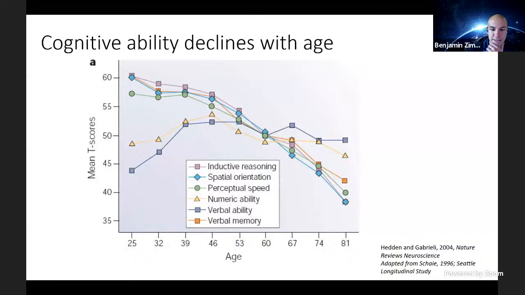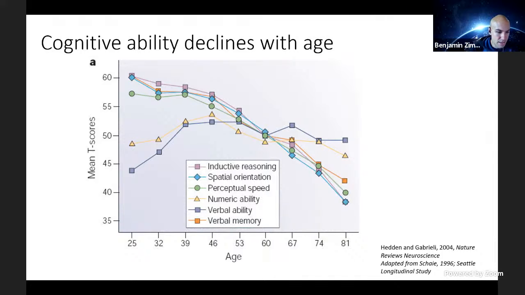So the bad news here is that cognitive ability declines with age. And you've probably heard of the dementias, like Alzheimer's disease, that impair mental abilities. But even in normal aging, in the absence of pathology, we see declines in cognitive ability across a number of cognitive domains. So this figure shows the typical cross-sectional pattern that is observed.